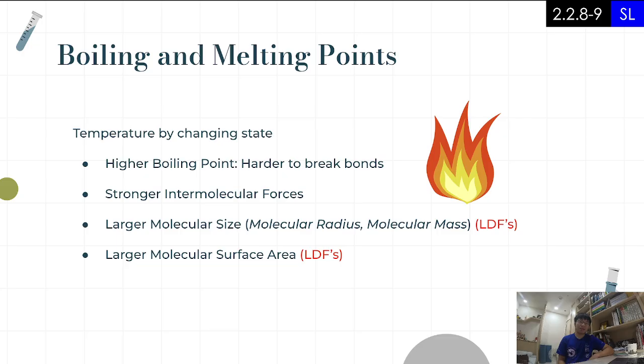At the same time, a larger molecule size will make the London dispersion forces stronger, and a larger molecular surface area will also make the London dispersion forces stronger. London dispersion forces are a form of intermolecular force. So all three of these criteria will impact boiling and melting points. Remember, London dispersion forces affect all molecules, dipole-dipole affects only polar ones, and hydrogen bonds only influence special polar ones with hydrogen and those three elements I just mentioned.